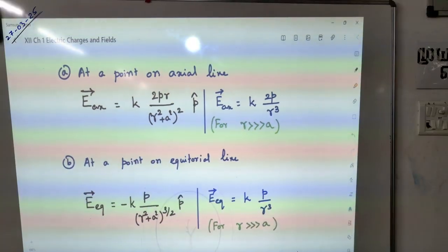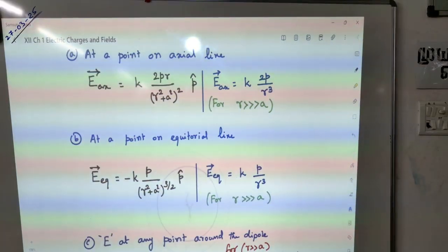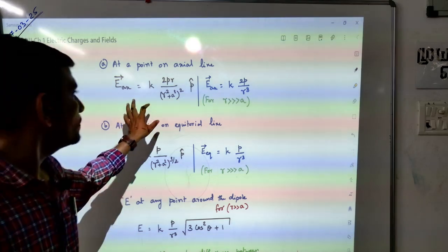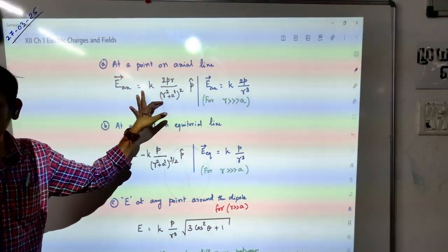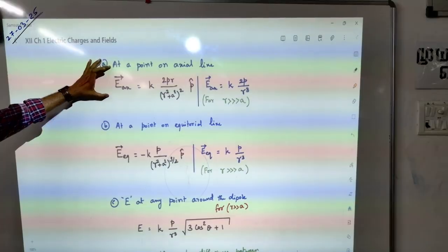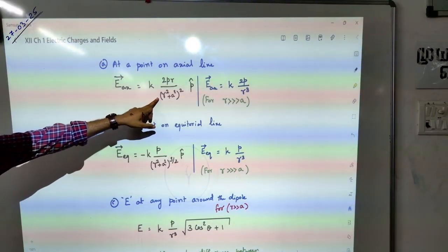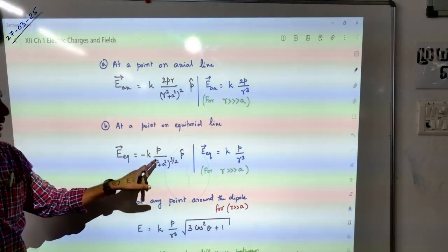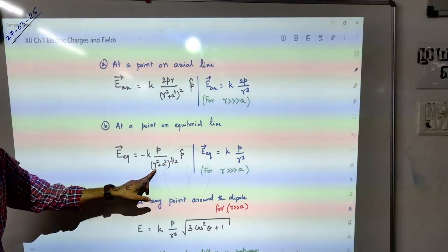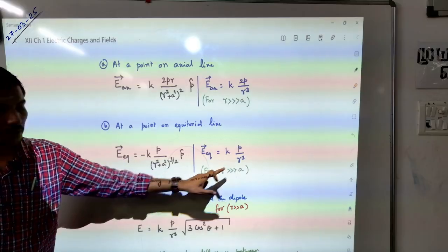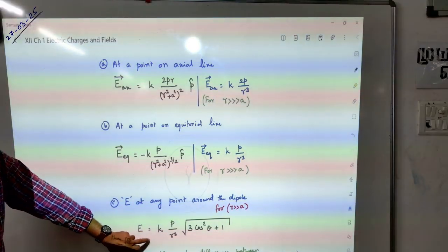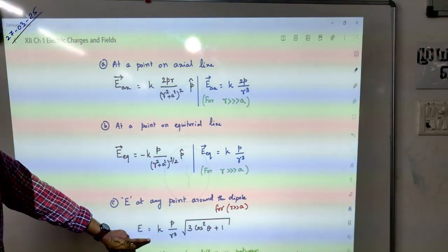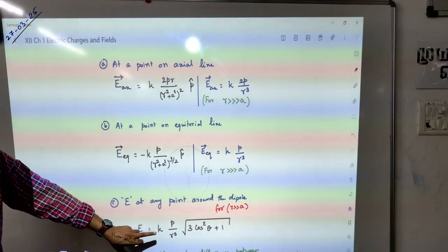So finally, we can write these three pieces of information: the electric field due to a dipole on the axial line, the general condition and the ideal dipole condition, then the general condition for the equatorial line and the ideal dipole condition. So this is for any angle. The third equation is for any angle. Note down.